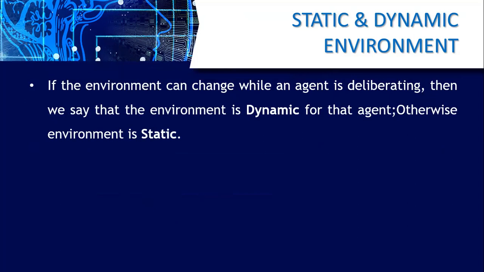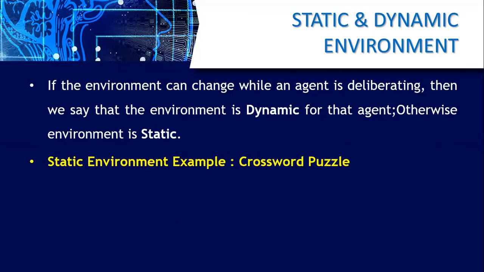Next is static and dynamic environment. If the environment can change while an agent is deliberating, then we say the environment is dynamic for that agent. Otherwise, the environment is static. So based upon the change which he observed from the environment, the agent will take his own decision. Example for a static environment, a crossword puzzle. Until the entire game is over, the crossword puzzle environment won't change.